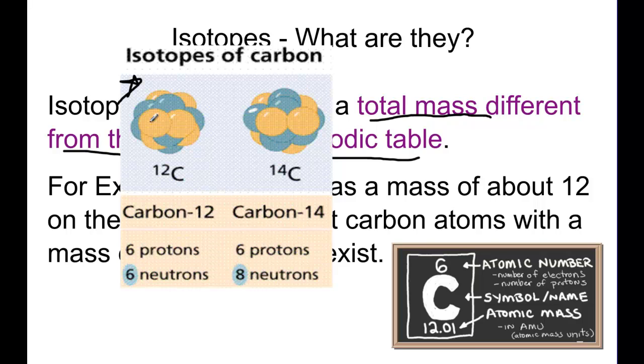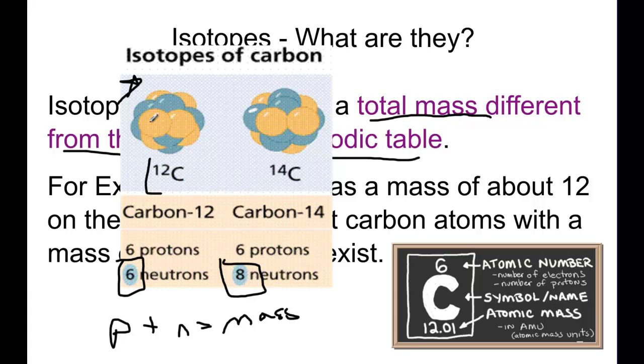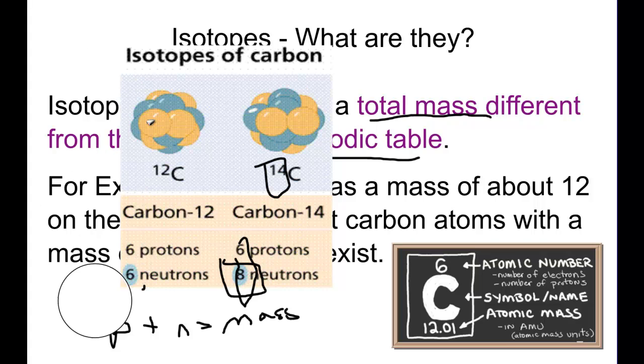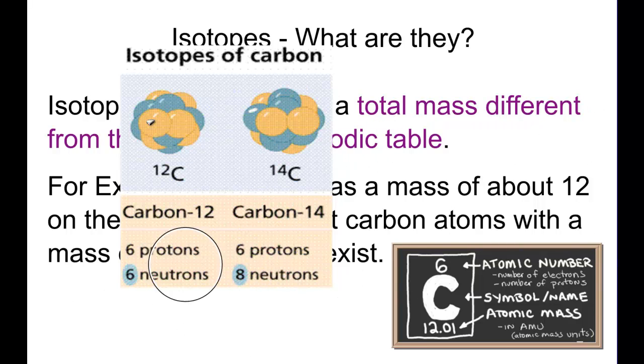Okay, but we can change this. We can change this by, as you can see here, changing the number of neutrons. And this number of neutrons, of course, changes the mass, because protons plus neutrons equals mass. Learned that way back when. So protons and neutrons are mass, so 6 plus 6 is 12, simple enough, and 6 plus 8 is 14. So then we have these different isotopes that exist because of the different numbers of neutrons.